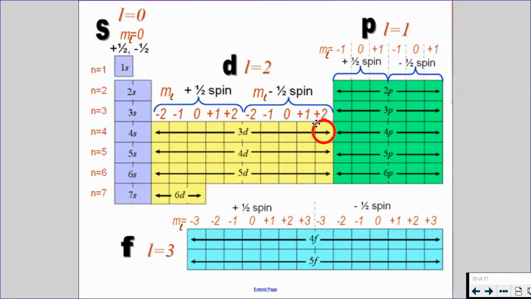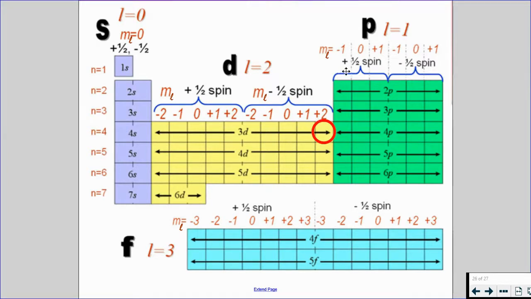So as you recall, the magnetic quantum number has a value from the negative L value to the positive L value. But since we have two different types of spins, the positive half spin and the negative half spin, we arrange the magnetic quantum numbers in order from negative 2 to positive 2 for the first half of the d orbital, and we do it again for the second half of the d orbital.